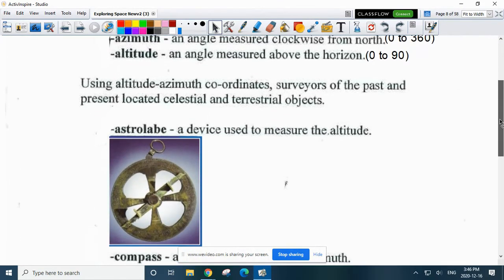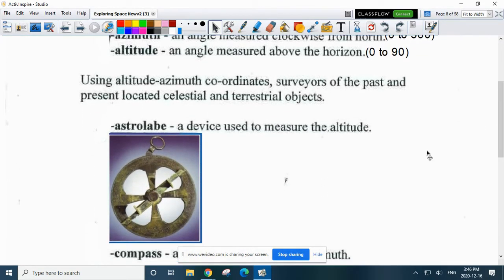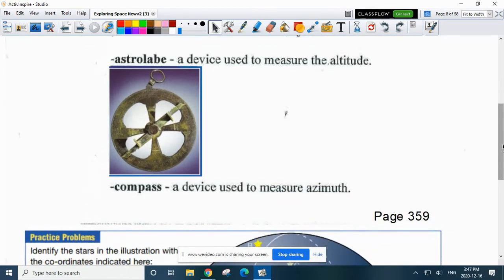A device used to measure altitude is called an astrolabe, and here's a picture of it. At its simplest, it's a ruler with a string hanging down. You attach a bolt and put a protractor on it, and you just measure how high in the sky it is. 90 degrees straight up, 0 degrees is flat along the horizon. To measure your azimuth, you need a compass. What, Mr. Chair, the compass that we use for camping? Absolutely, that just tells you what direction to look at.